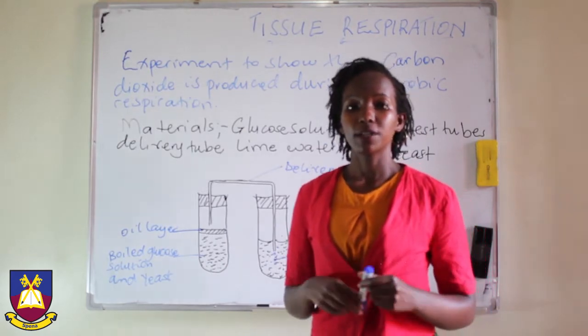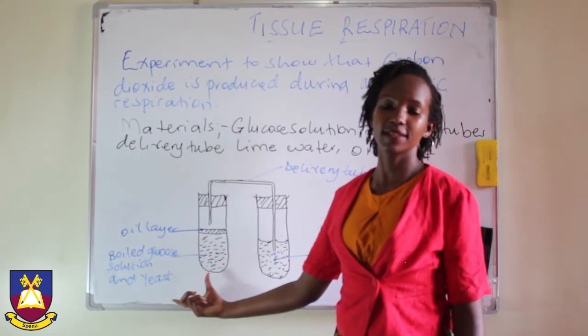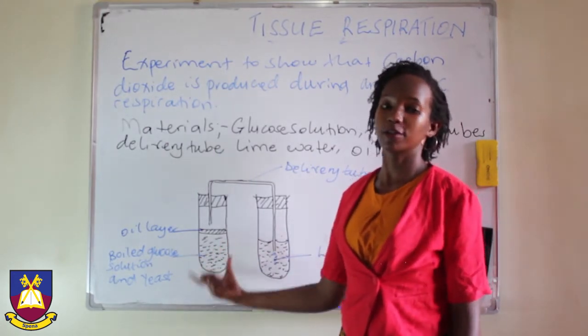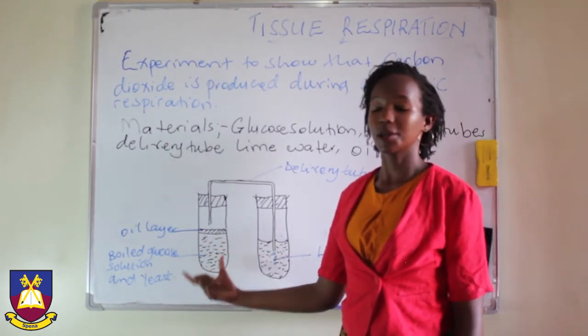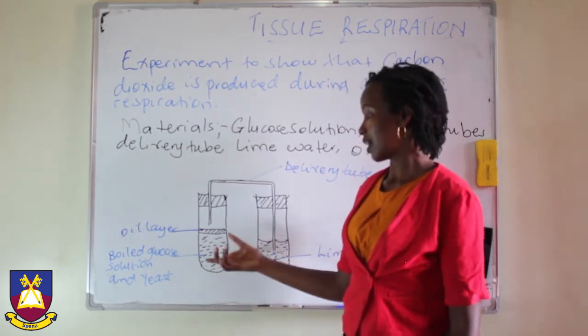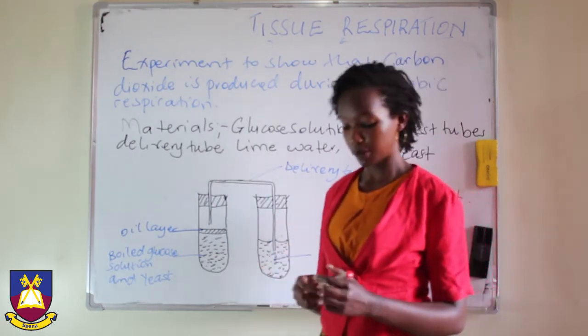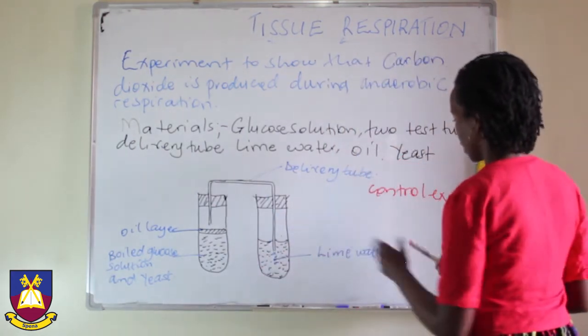We can carry out a control experiment. Boiled yeast cells cannot carry out respiration. Therefore, the glucose remains unused. Therefore, no carbon dioxide goes to the side, and the lime water remains clear. So it will also look like that.